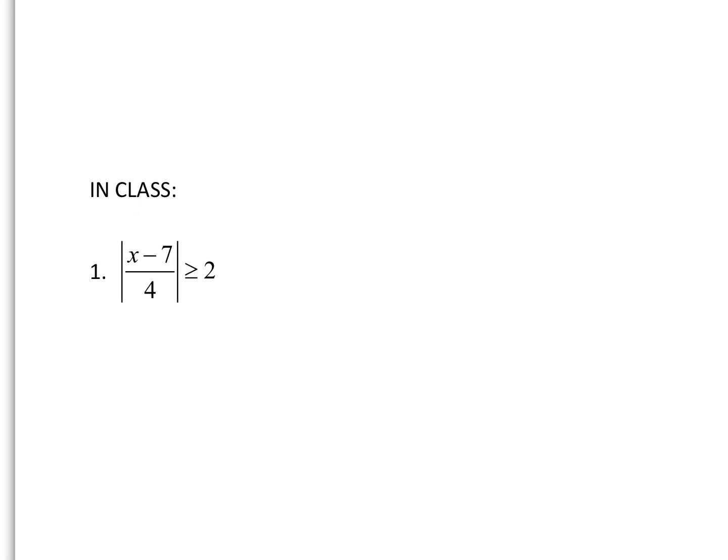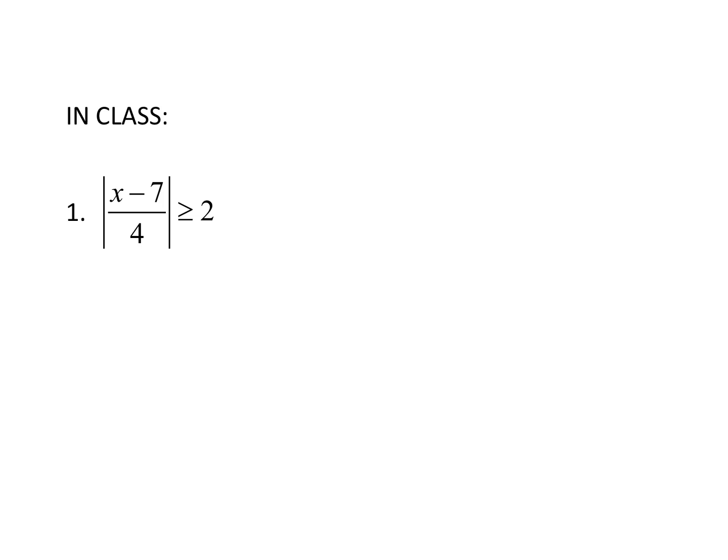Look at that. Absolute value of x minus 7 over 4 is greater than 2. Okay, so when it's a greater than, that means I'm going to have two equations to get rid of the absolute value. So x minus 7 over 4 is greater than or equal to positive 2, and the other one is going to be less than or equal to negative 2.